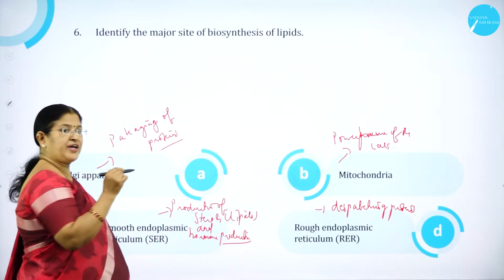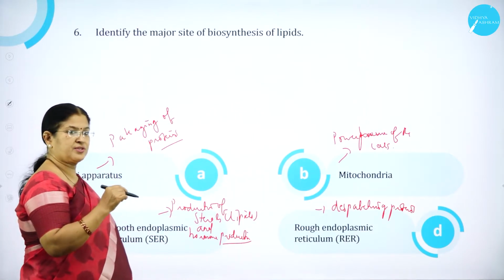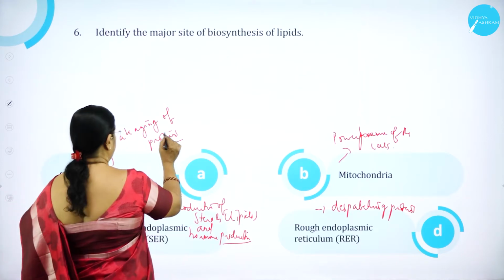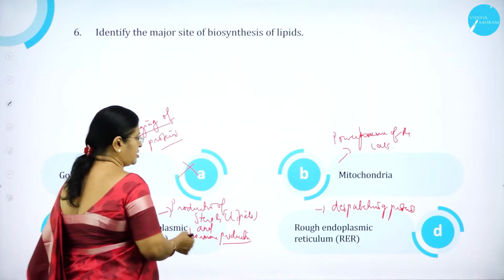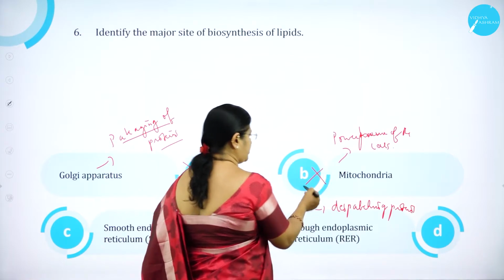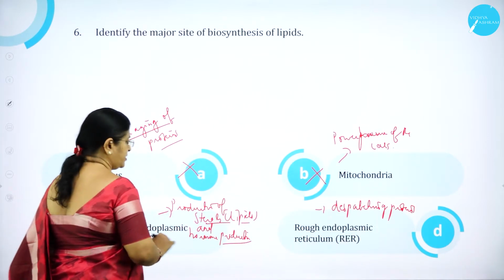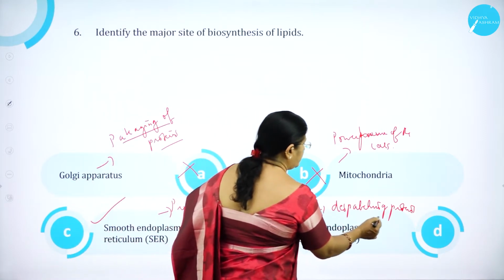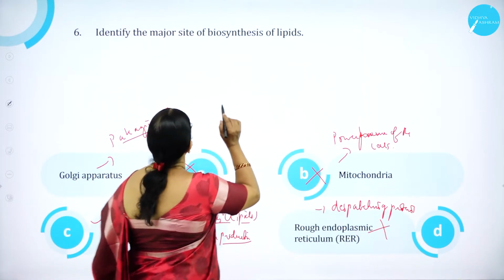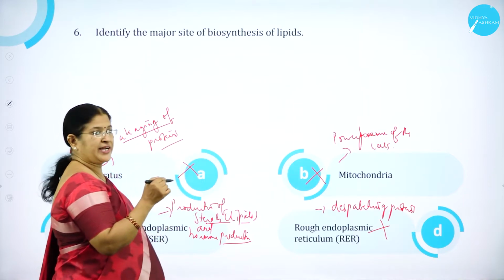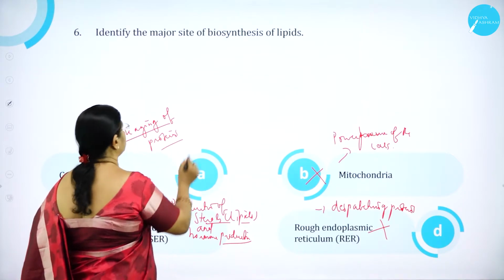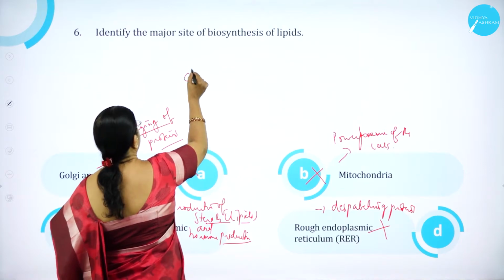So, the major site of biosynthesis of lipids is what? Here, packaging of proteins, wrong. Here, mitochondria, powerhouse of cell, wrong. Production of sterols, lipids, correct. This one, dispatching of proteins, wrong. So the major site of biosynthesis of lipids is smooth endoplasmic reticulum, that is C.